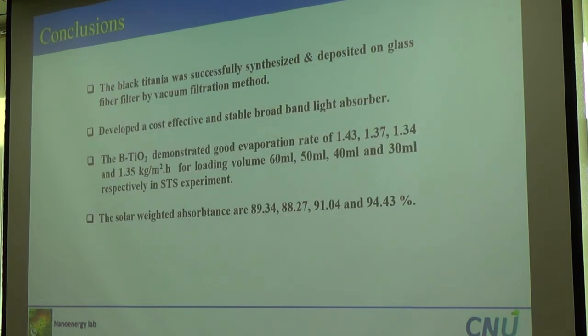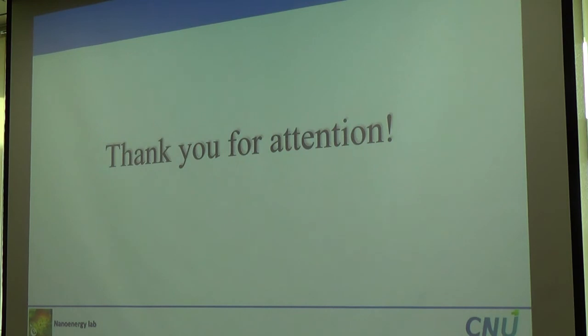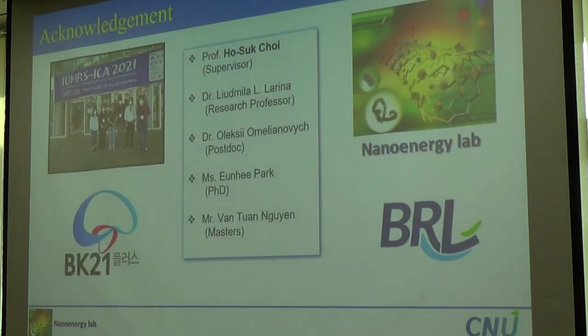The next one is the conclusion. The Black-titania was successfully synthesized and deposited on glass fiber filter by vacuum filtration method, and we developed a cost-effective and stable absorber. The Black-titania demonstrated a good evaporation rate: 1.43, 1.37, 1.34 and 1.35 for the different loading amounts of 50, 60, 40 and 30. The maximum solar absorbance is 94.43%.